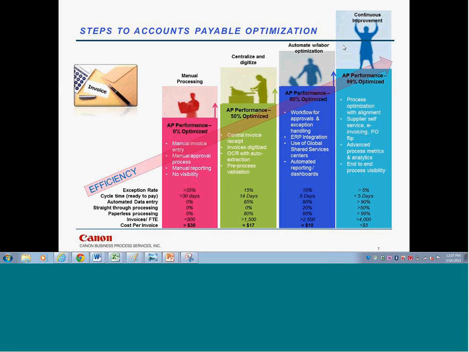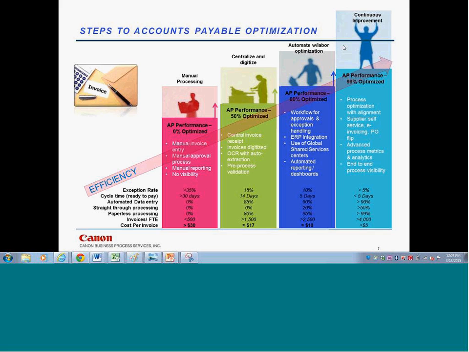More automation and more optimization into the process, take a look at introducing workflow for approvals and exception handling, the entry points that we have with ERP, and being able to leverage some of the business rules that exist there. You might want to consider use of a global shared services model, something to optimize the labor to go along with the optimized processes and automation. And the automated reporting and dashboards. At this, you further reduce your cycle times per invoice is cut to a third of what it was when we started looking at manual processing.